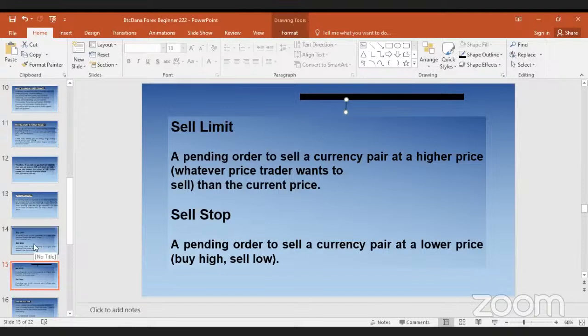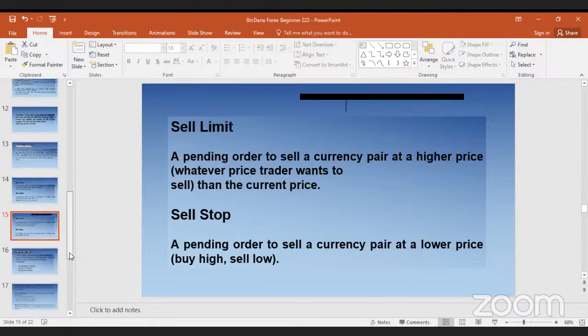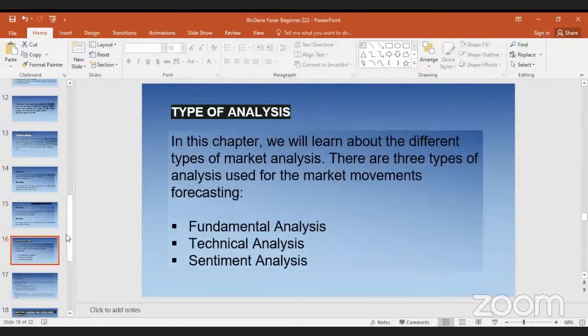So I hope we understand what a buy limit, a buy stop, a sell limit, and a sell stop mean now. When we want to place a pending order, we know how to set our buy limit, buy stop, sell limit, or sell stop. So if you understand, then let's move ahead.